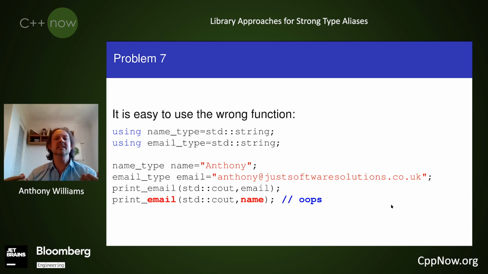And then, of course, it's easy to use the wrong function. If you've got two types that really are standard strings, I've got my name type and my email type, but they're just standard strings really, then I can call my print email function and pass in a name, and the compiler's quite happy. Hopefully my test will fail, but again, we want compiler failures rather than test failures. We get that error sooner. This is one of the benefits of having a strongly typed language like C++, that we have the option of compile errors. So we want our compile errors when we do something wrong.